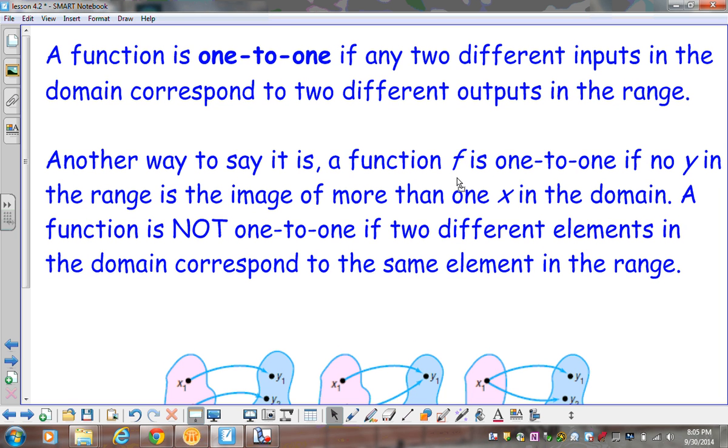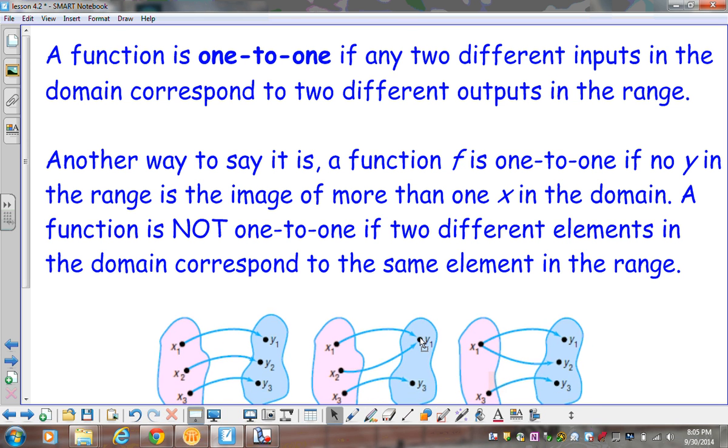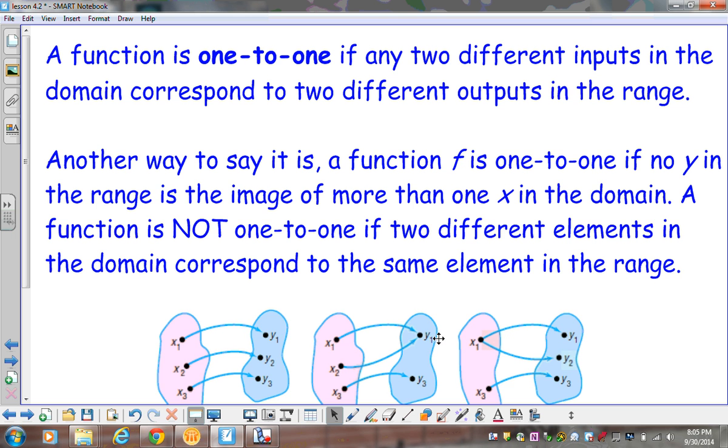All right, and this is more of the mathematical definition of a one-to-one function. If we're looking for any two different inputs in the domain corresponding to two different outputs in the range, that just looks like my y values not repeating. Another way to say it is a function is one-to-one if no y in the range is the image of more than one x. Again, saying the same thing: no y values are repeating.